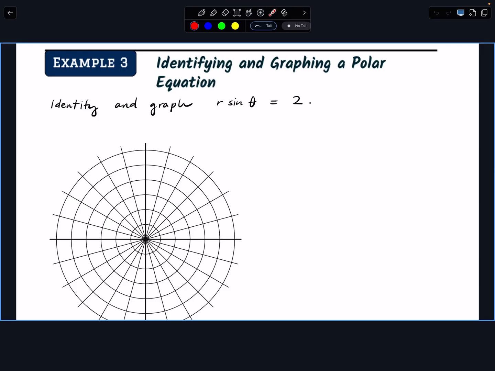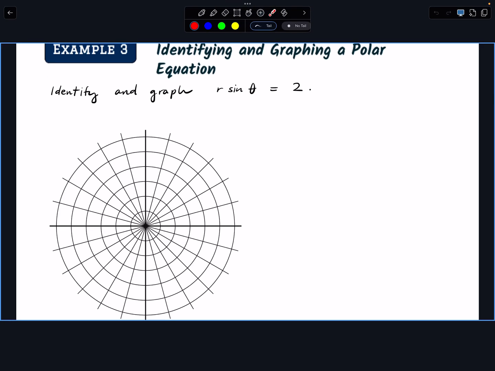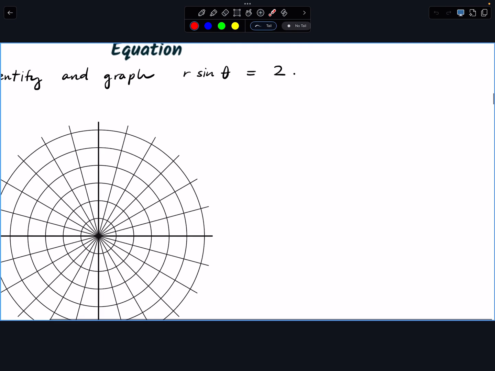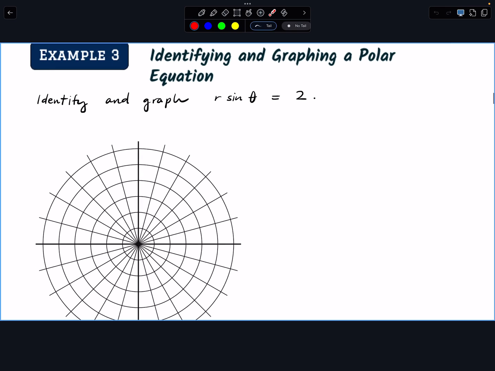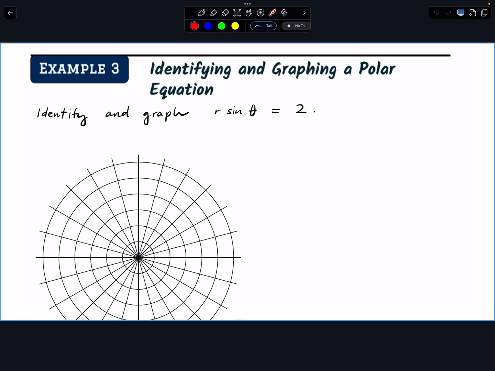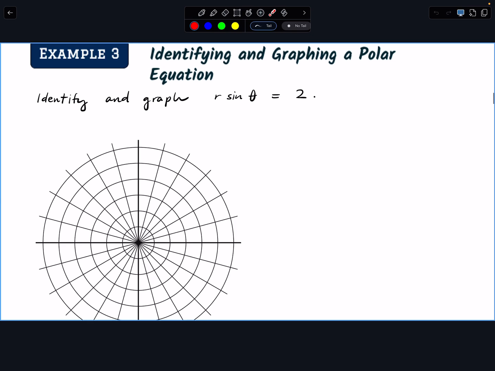All right, so we're gonna graph together r sine theta equals 2. It's been a couple days, but to better understand what's happening here, we want to rewrite this in a way that makes more sense to us. What's jumping out to me is this right here. Do we have any other way to write this? Y. Good. This is the same thing as y. So I could rewrite this whole function as just y equals 2.